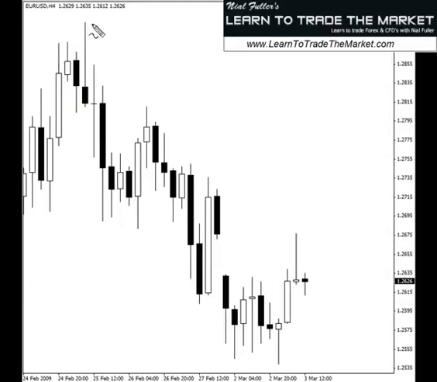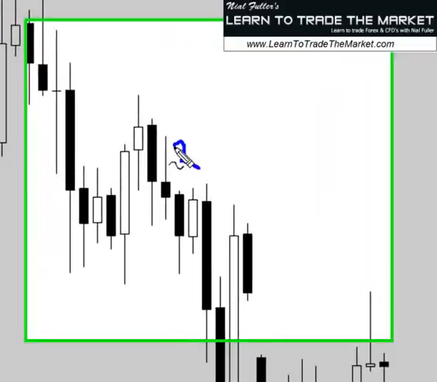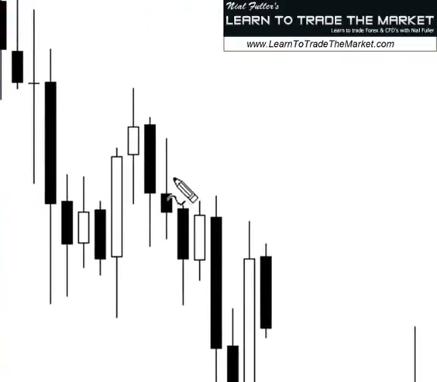This is the 4-hour pin bar reversal. Okay, so that's number one. The second signal is here. This is an inside bar break and also has a combination pin bar. So here we have the outside bar, here we have the inside bar, and the break below here was a signal for a short. That's the second setup.